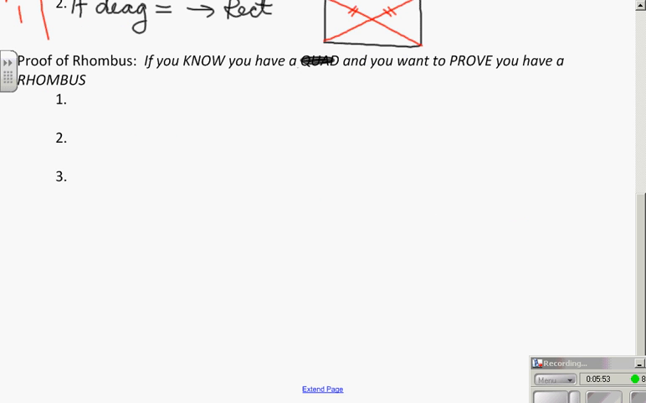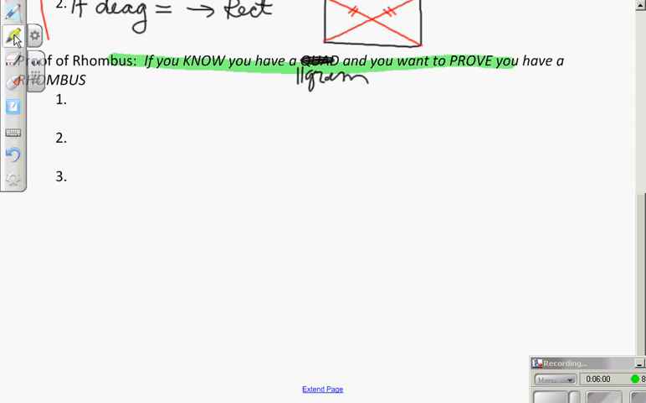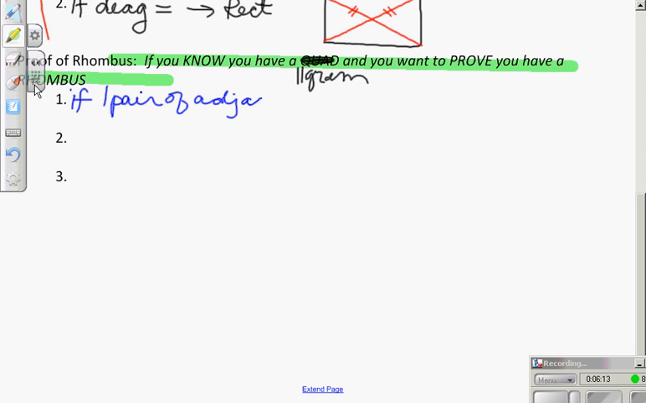So for a rhombus, again, if we know first that we have a parallelogram, how do we prove that we have a rhombus? Well, if one pair of adjacent, right next to each other, adjacent sides are equal, then it's a rhombus.